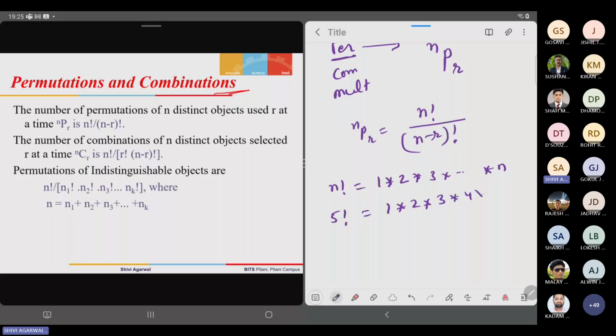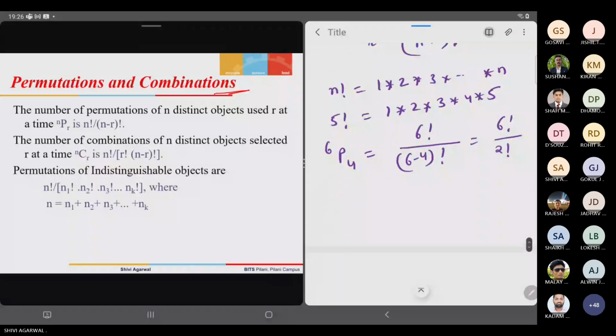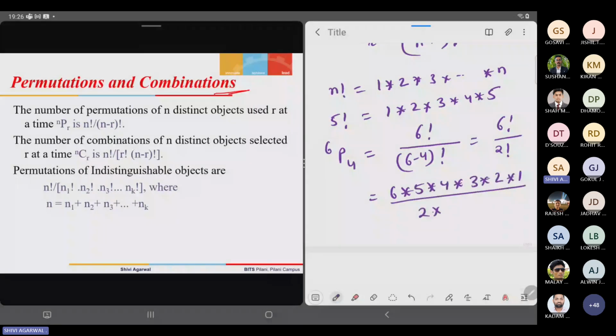So if we are talking about 6P4, it means 6 factorial upon 6 minus 4 factorial, that is equal to 6 factorial upon 2 factorial. If we calculate it, it is 6 multiplied by 5 multiplied by 4 multiplied by 3 multiplied by 2 multiplied by 1, divided by 2 multiplied by 1. So we have this value. Okay, so this is the permutation.